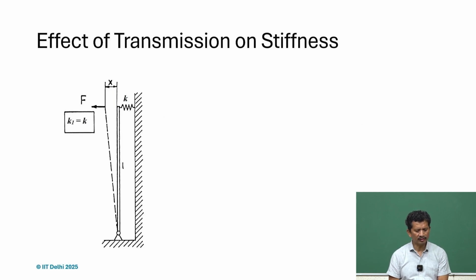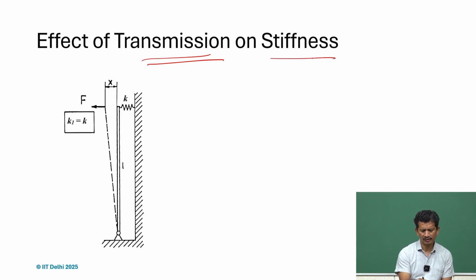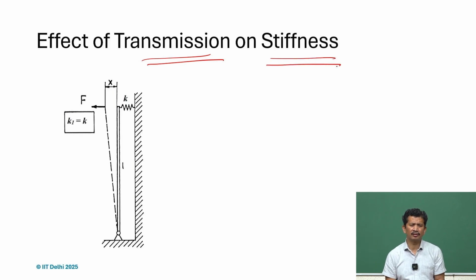Very important parameter here, and we usually do not cover it in our curriculum, UG curriculum or even otherwise. But what we realize is that this transmission ratio has a lot of impact on the overall stiffness, and we try to understand it with a very simple example.